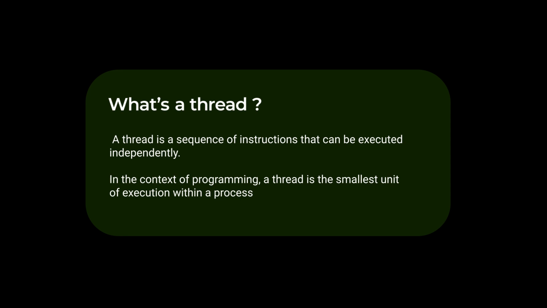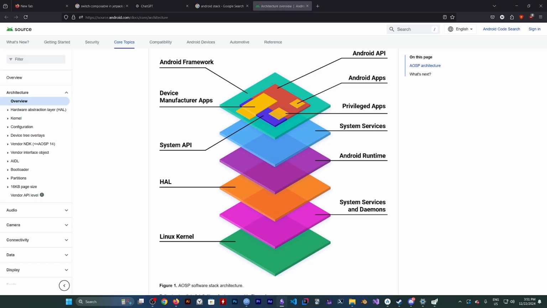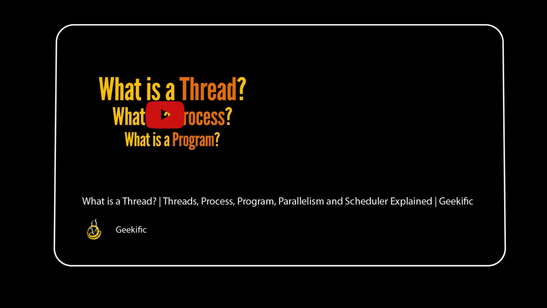So what's a thread anyway? To be pedantic, a thread is just a sequence of instructions that can be executed independently. In the context of programming, a thread is the smallest unit of execution within a process. Typically, the instructions in a thread are in machine code, which the CPU can directly execute. You can easily check for differences between process and thread on YouTube. Here's a video that talks about thread, process, and program, and some more concepts like parallelism or scheduler.